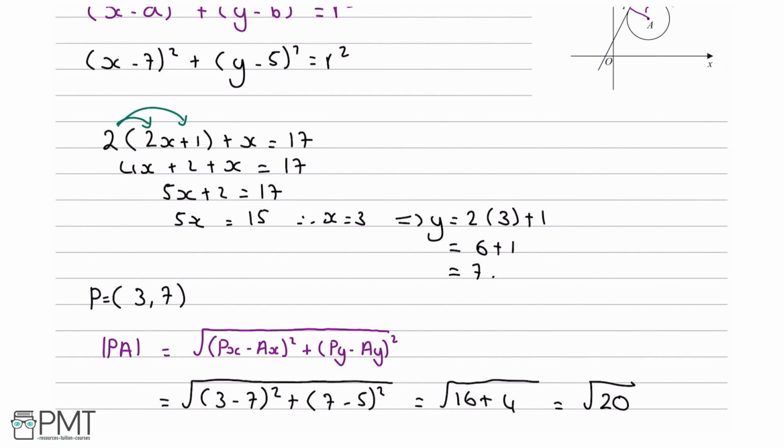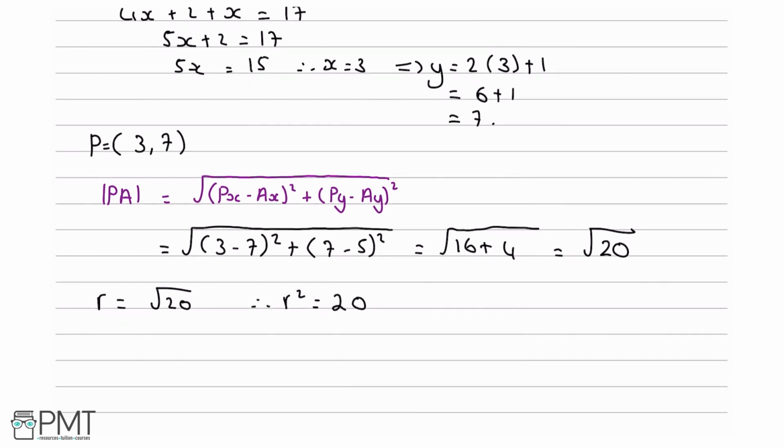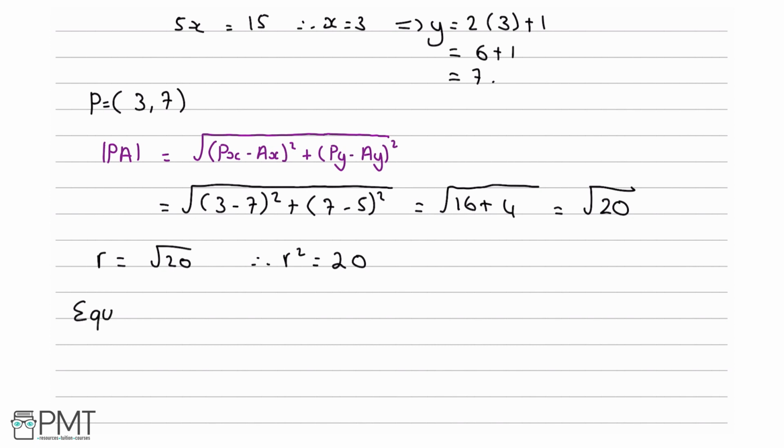Okay, so what we can write here is r equals the square root of 20, because remember, for our equation of the circle we need r squared, so therefore r squared equals 20. Okay, now we've got all the information we need. Let's just present it clearly to the examiner. So what we can say is the equation of C is (x − 7)² + (y − 5)² = 20, like that.